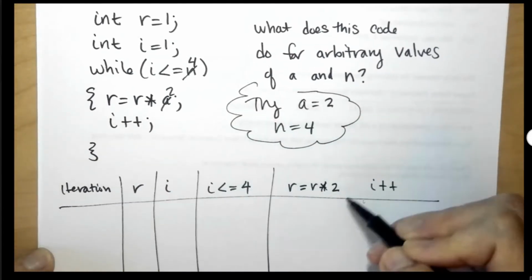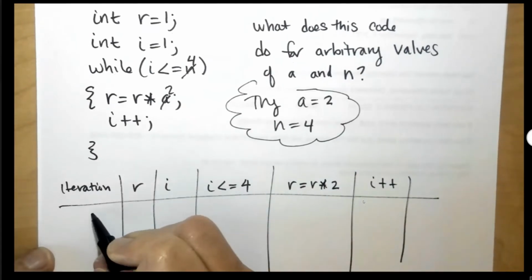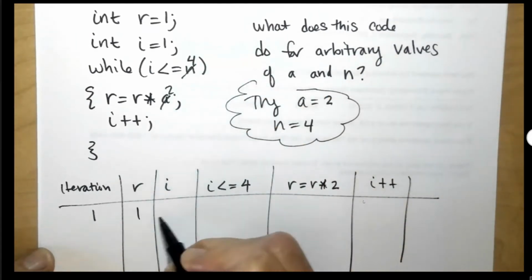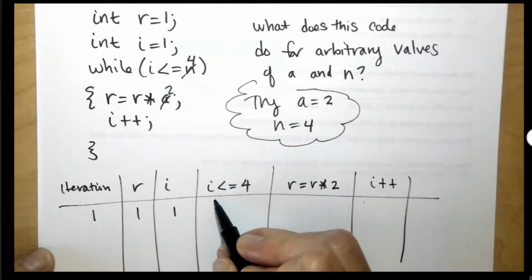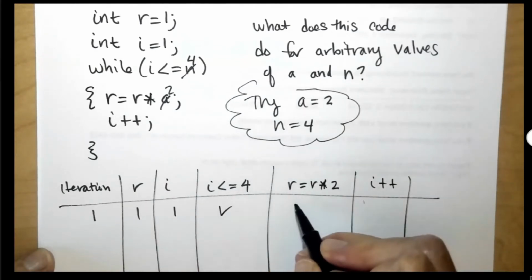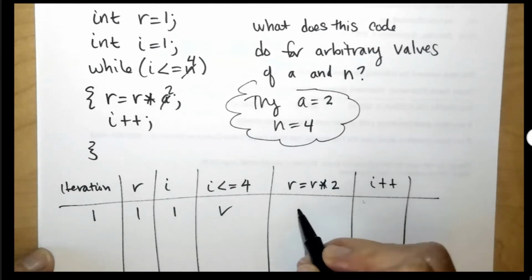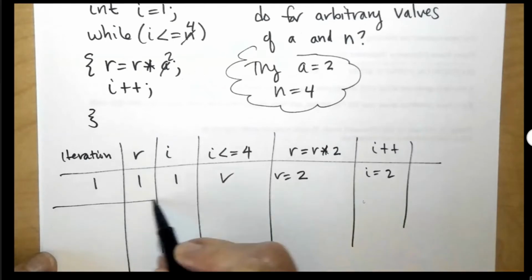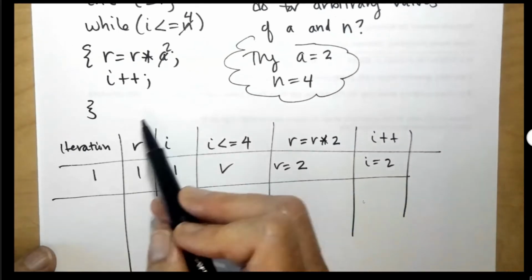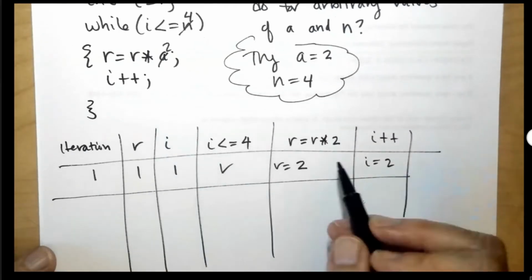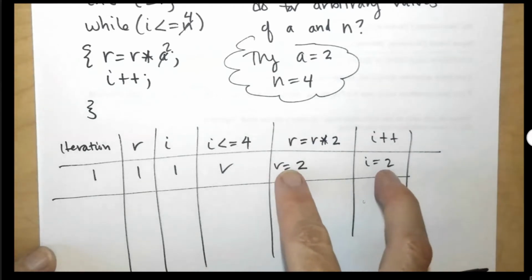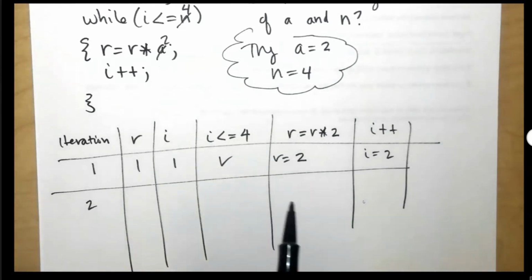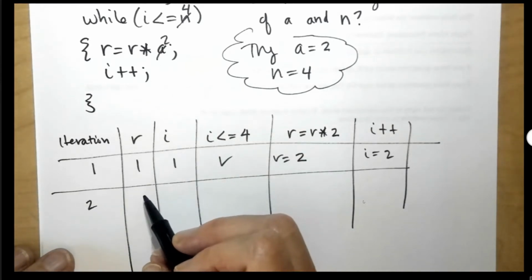All right, so first iteration, R starts as 1, I starts as 1. Is I less than 4? Yes. R is now going to be R times 2, so that's 1 times 2. So R is now 2. And I increments to 2. All right, and again, this is where some people would say you don't really need these columns because you're doing them again here. It's sort of like a waste of time. But when we start out doing tracing tables, I like to have students start that way.